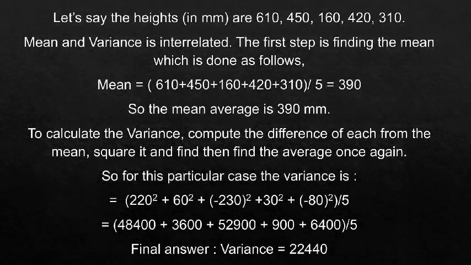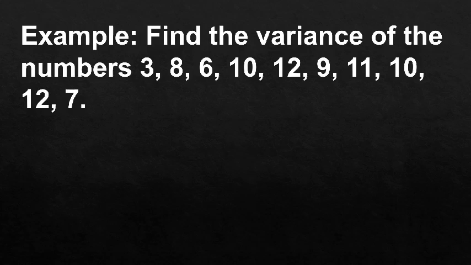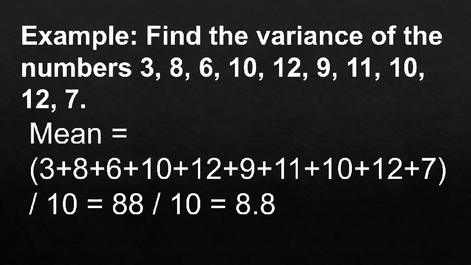Example of variance. Find the variance of the numbers 3, 8, 6, 10, 12, 9, 11, 10, 12, and 7. Step 1: we need to compute the mean of the 10 values given. The sum is 88. Then 88 divided by 10 will be equal to 8.8.